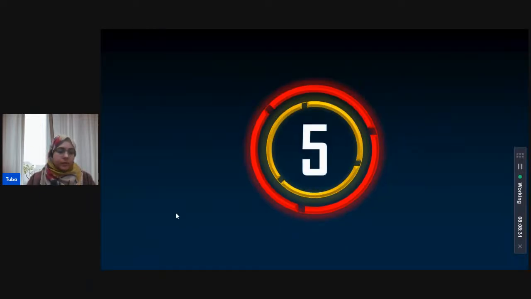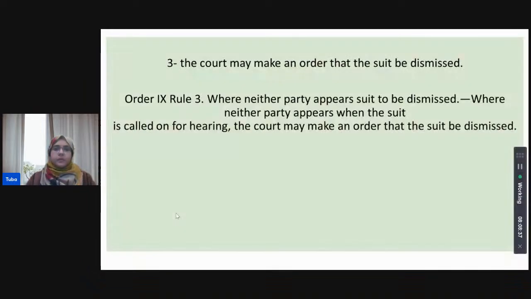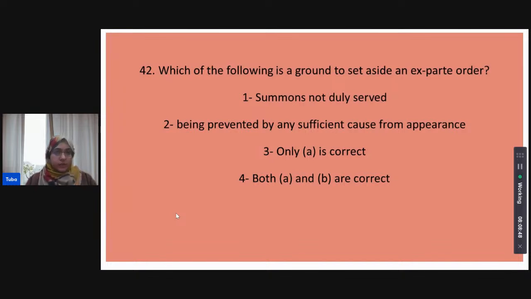I'll start the timer. Divya and several others have answered. That is right. Option 3 is correct. The court may make an order that the suit be dismissed because neither party appeared. What is the court to do? The court will dismiss the entire suit. This is Order 9, Rule 3.